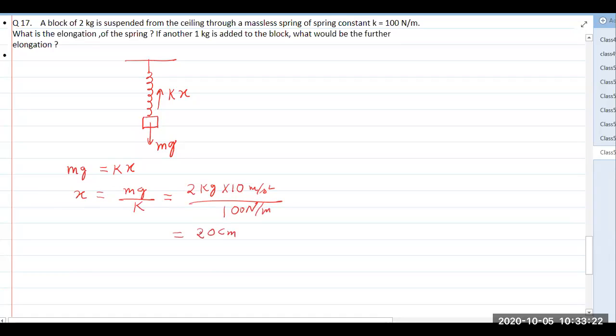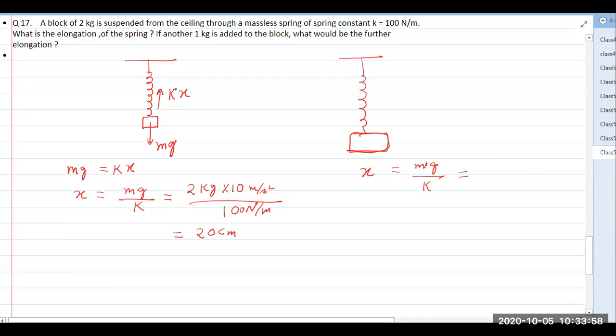Now it says if another 1 kg block is added to the block, now this time the mass is a little more. Mass is 1 kg extra, so 3 kg. What will be the elongation now? It will be mg by k, with the new m. The new m is 3 kg, because it was already 2 kg, now 1 kg extra.